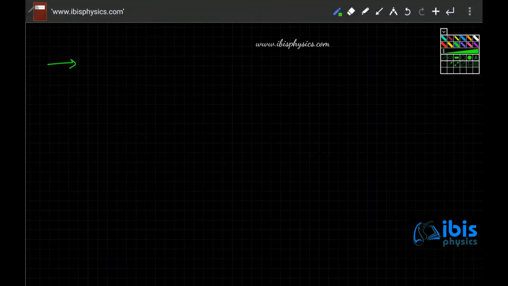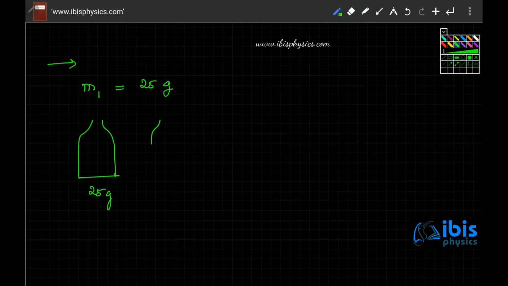Using this, you can easily find out the relative density. What is given here is that the mass of the density bottle is 25 grams. So the mass of the bottle alone is 25 grams. And the mass is 50 grams when filled with water. So it's a bottle and its mass is 25 grams, and when filled with water it's 50 grams.